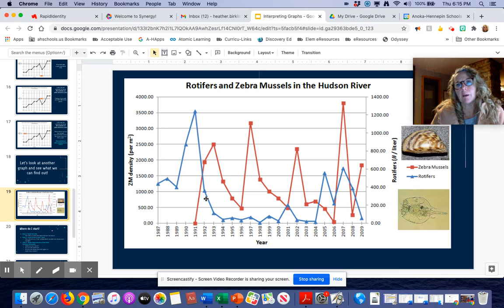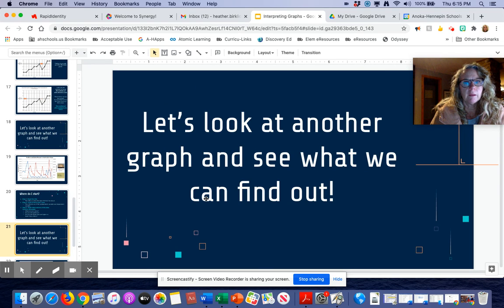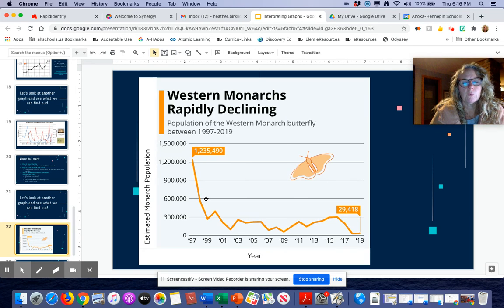And we can say that the population of zebra mussels was the highest, and we can say what year it was, we can say what year it was the lowest, so we can make some observations about that data. Okay. Again, so we did all of those things. We looked at patterns, we looked at areas that are higher or lower than others, and what we noticed. Okay. Let's look at another graph, one more here.